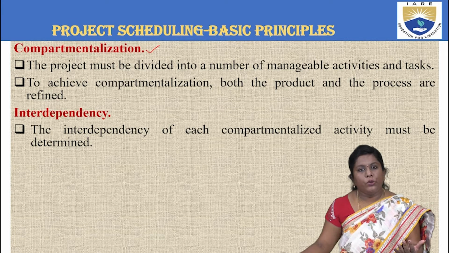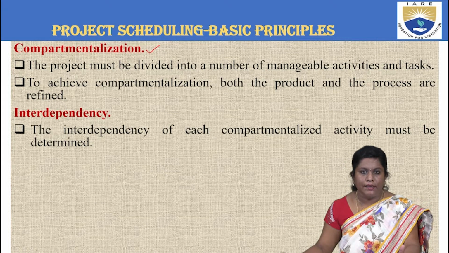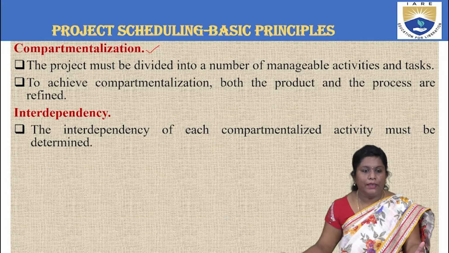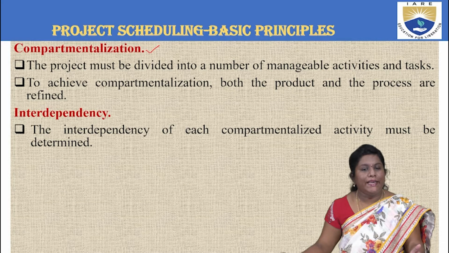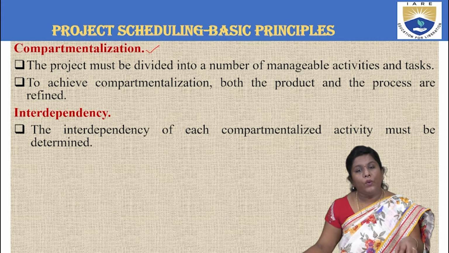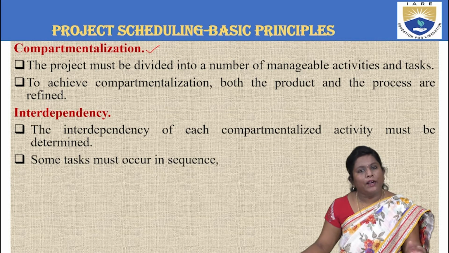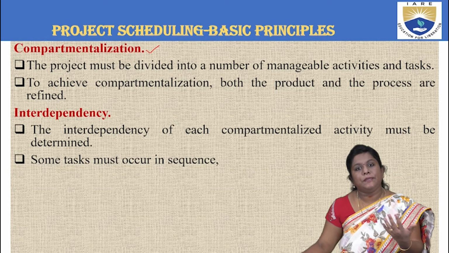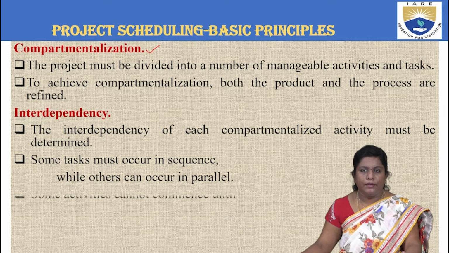The first principle tells us you are dividing things into various activities and tasks. Interdependency tells that whatever you have divided, check what each activity is giving us and how the activities are involved, how they are dependent on each other. A few tasks will occur in sequence. Even though they come under interdependency, sometimes they involve a proper sequence, and some can occur in parallel.